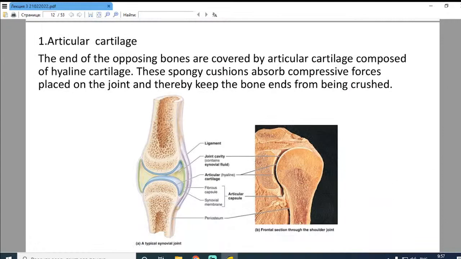Articular cartilage. The ends of opposing bones are covered by articular cartilage composed of hyaline cartilage. These spongy cushions absorb compressive forces placed on the joint and thereby keep the bone ends from being crushed.